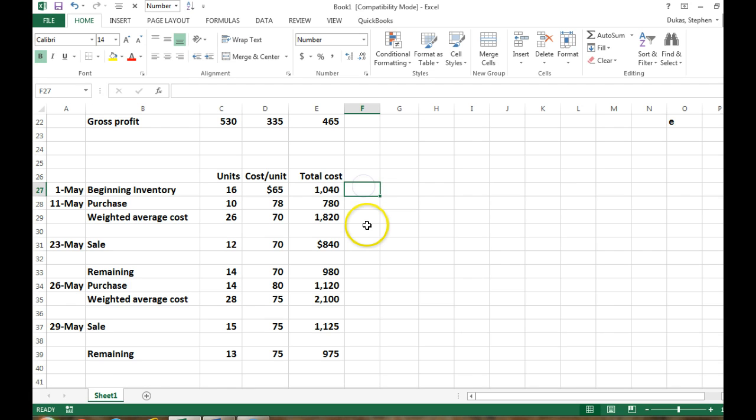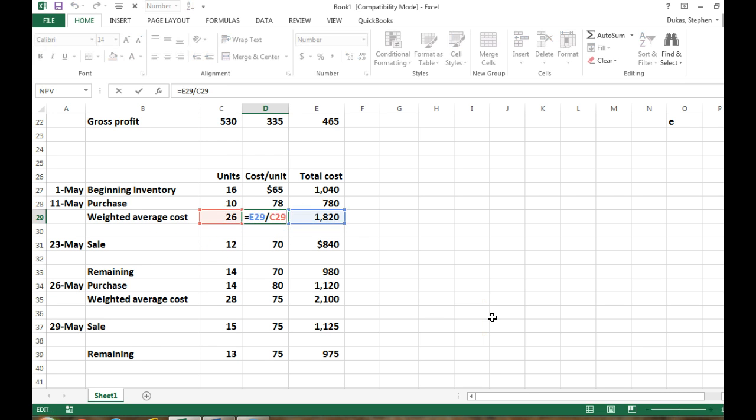I start with 16 units at $65 for a total cost of $1,040. Then on May 11th, I buy 10 units at $78 for a total cost of $780. Now, I have a total cost of $1,820, the sum of the 1,040 and 780. I've purchased a total number of 26 units. So now I calculate the cost per unit. The cost per unit is going to be 1,820 divided by 26. Notice that cost per unit is $70.